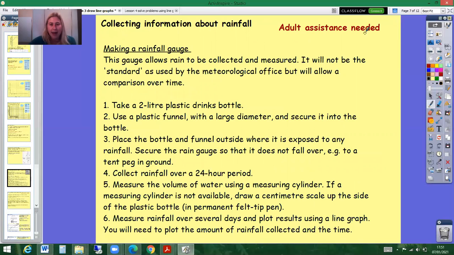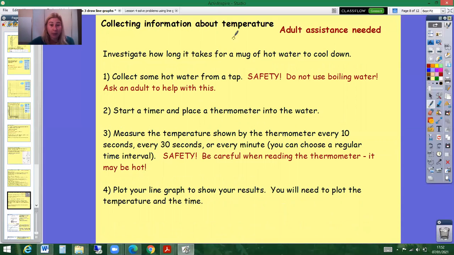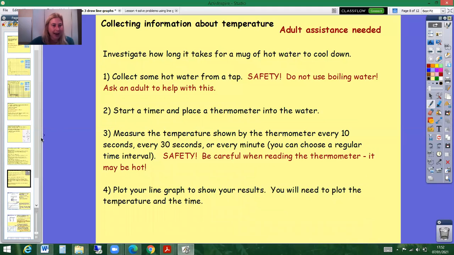This one, please ask if you need adult help to get a 2-litre plastic drinks bottle, or some kind of other container would do. You might need an adult to help you if you want to cut that down. So adult assistance might be needed for that one. Adult assistance is definitely needed for this one, collecting information about temperature, because it involves investigating how quickly hot water cools down. So please don't attempt this without adult assistance. You need an adult to help you get some hot water and to help you take the measurements so that you keep safe and don't burn yourself. I trust you, so I think you'll be okay doing that with an adult.